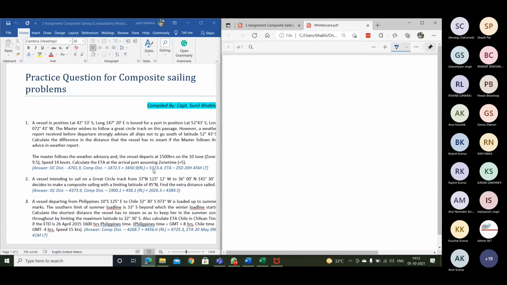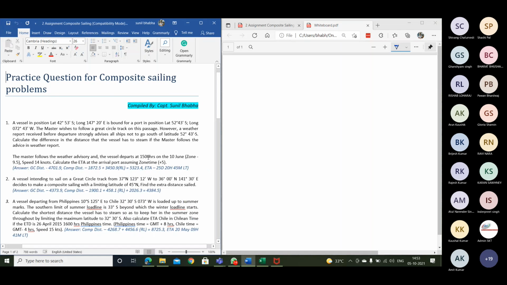Okay, so you see beta, the departure time which is given to us in the question, 1500 hours on the 10th of June. So this is the departure time, 1500 hours on the 10th of June. So let's note it down. So 10th of June, that is the 10th day, and the time is 1500 hours. So 15 hours and 00 minutes. Now this is the departure time, and they have given us the zone is -9.5.